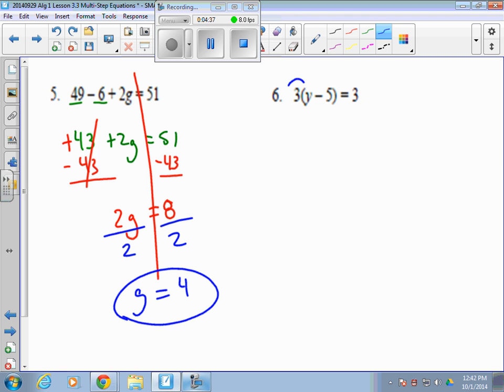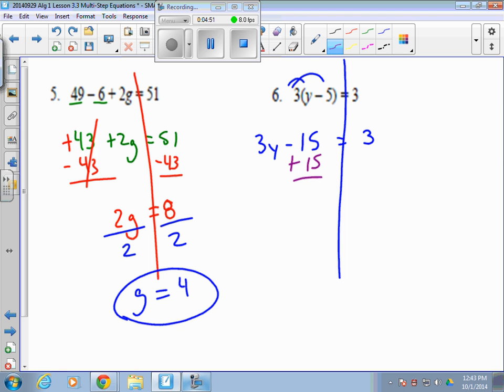Distribute, 3 times y is 3y. 3 times negative 5 is negative 15 equals 3. So now that it's distributed and simplified on the left, start undoing the problem. Undo addition and subtraction first by adding 15. If you add it to the left, add it to the right. 3 plus 15 is 18 equals 3y. This part cancels out. You undid the minus 15 by adding it.